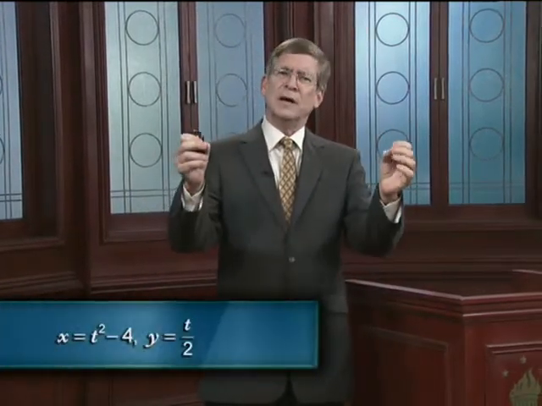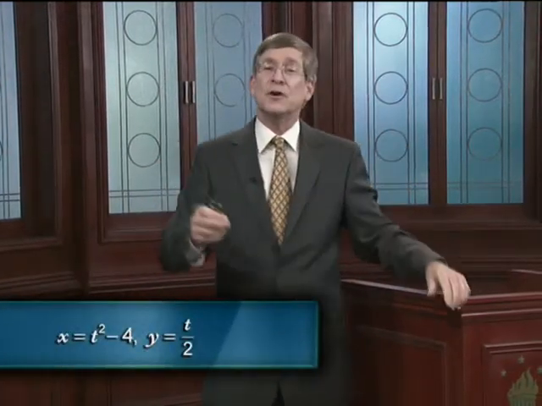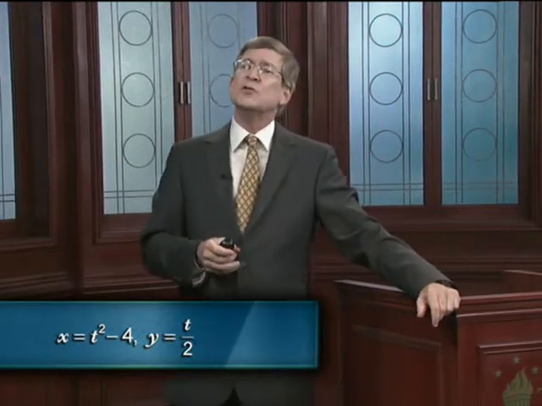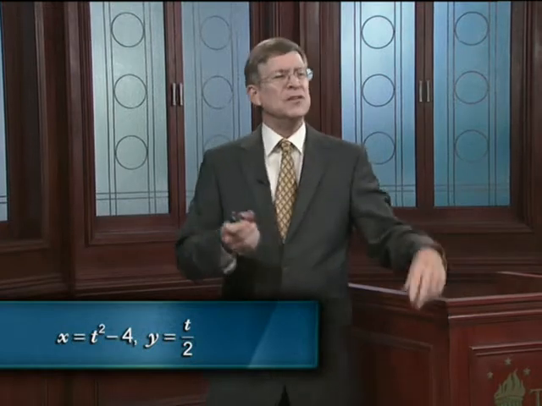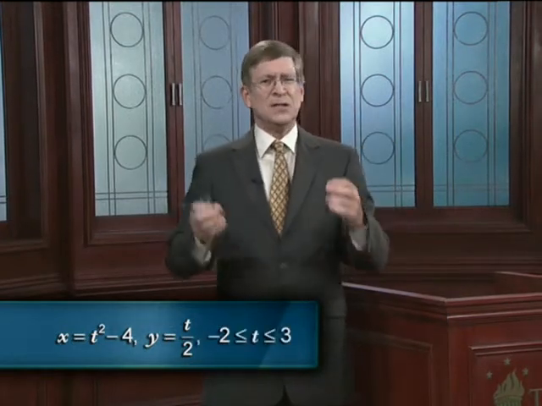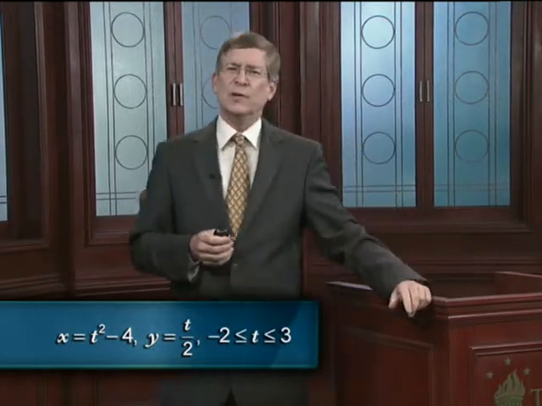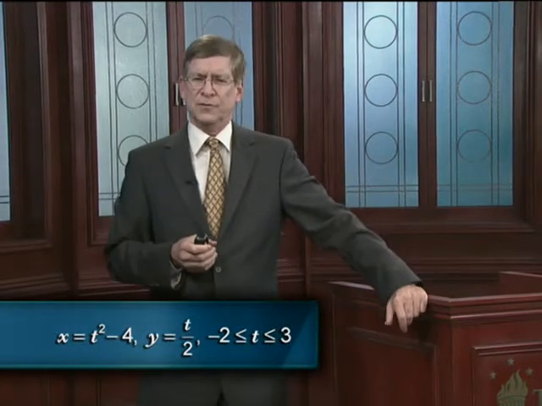So to get started, let's, as I usually do, look at a fairly simple example to understand how this independent variable t really works. So I'm going to give a function of x and y, both being functions of t. So x will be t squared minus 4, and y will be t over 2. And let's restrict the domain. Let's say t is between minus 2 and 3. It's inside that closed interval.